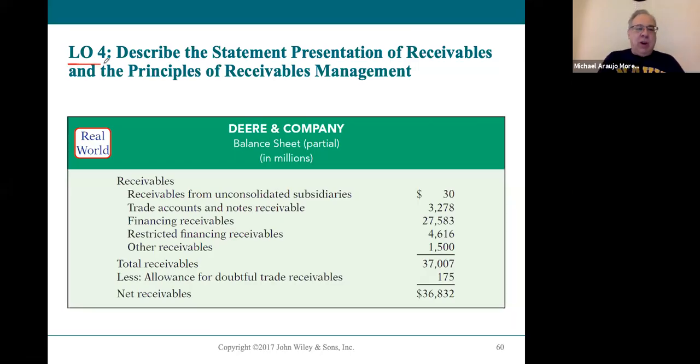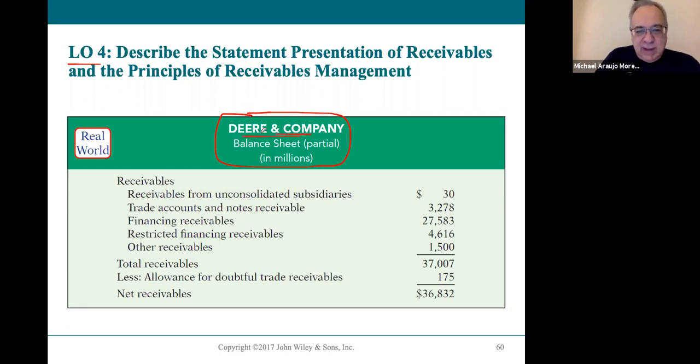Learning Objective 4 finishes our chapter with a look at how receivables are listed on the balance sheet and a little bit of analysis. So it's going to be relatively quick and easy. First, here's the partial balance sheet for Deere and Company.